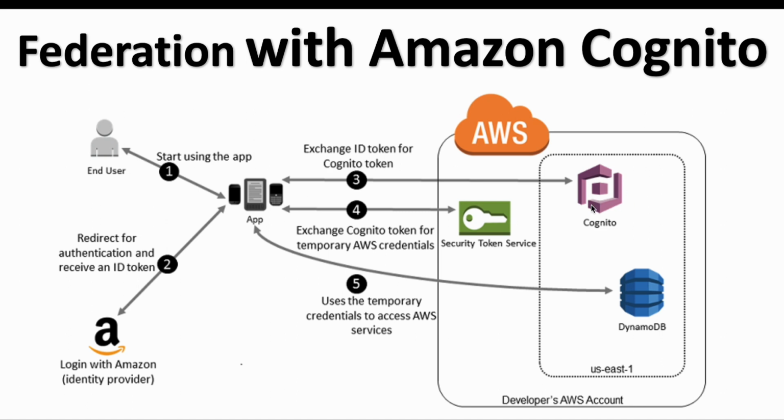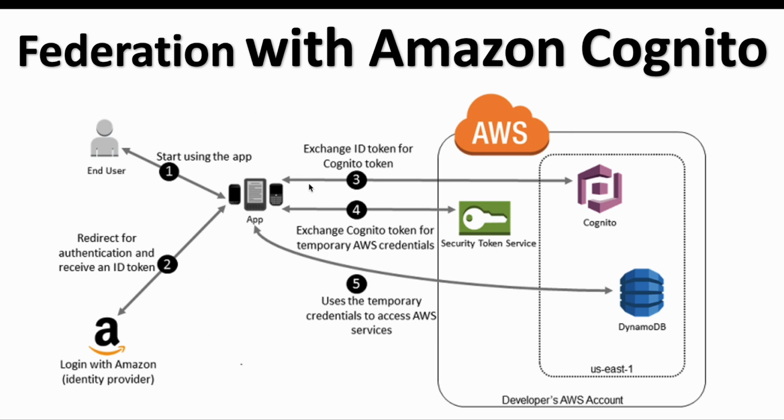The application will exchange that ID token with Cognito. Cognito will have an internal trust relationship with your IDP, so Cognito will know whether this token is valid. If it is, after verification, it will connect with the STS service and provide that token in exchange for a temporary credential.